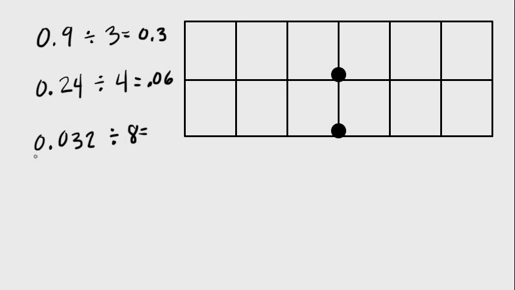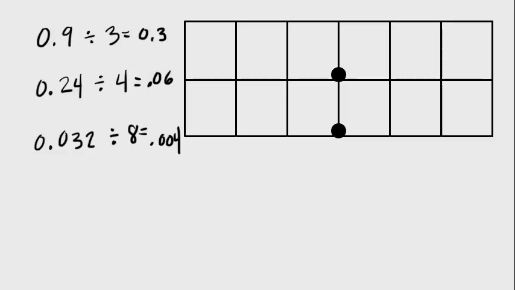Same thing, if we just get rid of this whole thing, 32 divided by 8 is 4, right? But since this is in thousandths, guess what our answer is going to be in? Thousandths. So again, it's just another way that we can do that. Hopefully that helps you with division of decimals when we're dividing decimals by whole numbers.